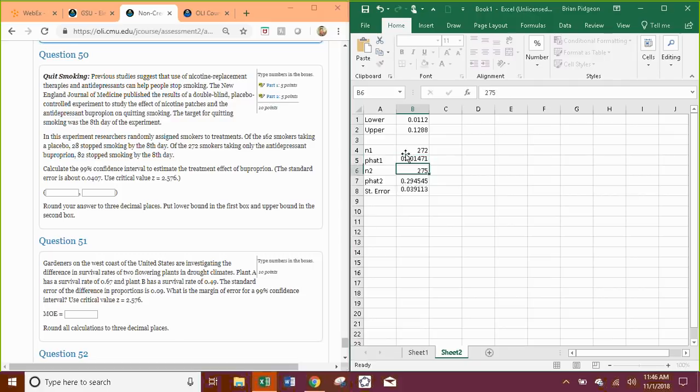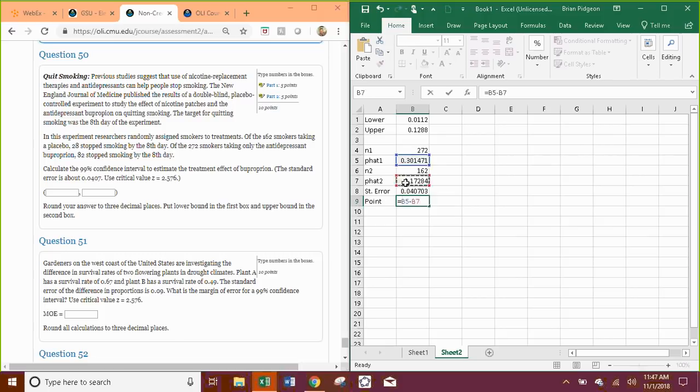Alright, so N1 is 272, and then we have 82 out of 272. N2 is 162, and then we have 28 out of 162. And then because we calculated this all before, everything's already calculated for us. Calculate the 99% confidence interval.